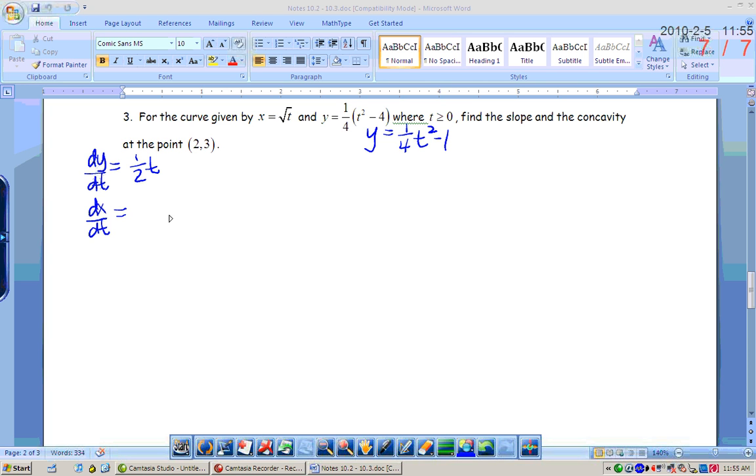And then dx/dt would be 1/2 t to the negative 1/2. All right, so dy/dx is dy/dt over dx/dt. Which looks nasty, but the 1/2s will cancel. And then I could bring the t to the 1/2 up to the top. It would be t to the 3/2. Perfect.